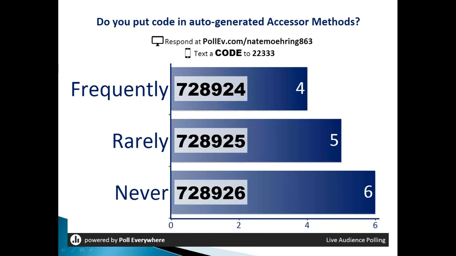Nate, is there a reason that you're specifically saying auto-generated accessor methods? No. I mean, yes, you could create accessor methods manually and then mark them as a property folder or whatever. But I just assumed that if people were going to be making straight pass-through methods, they would be using the auto-generated technique.